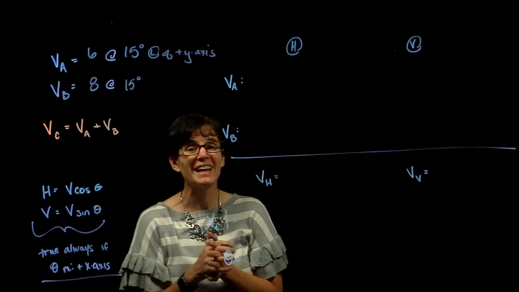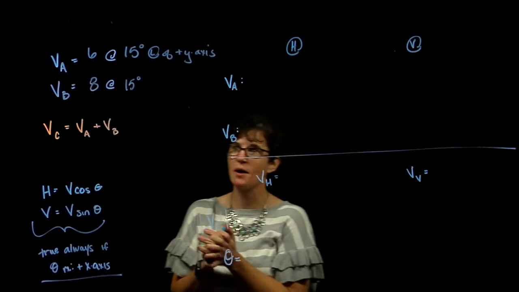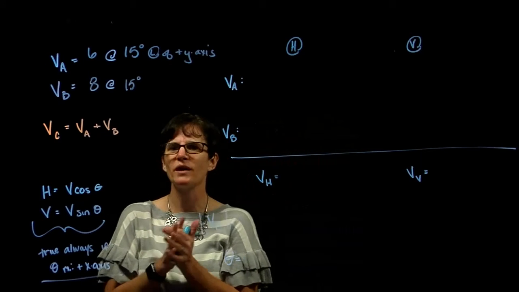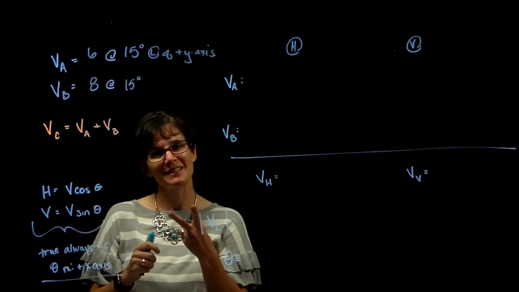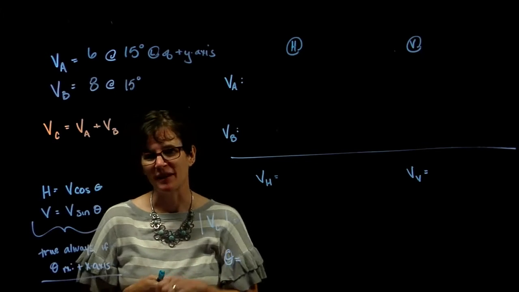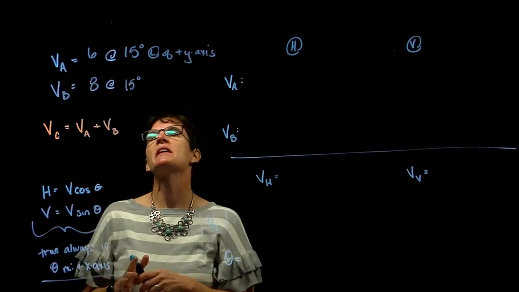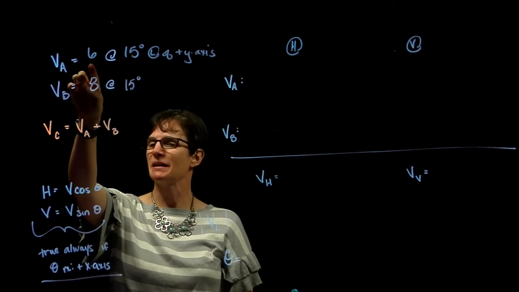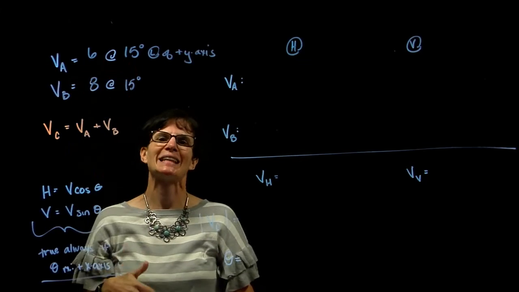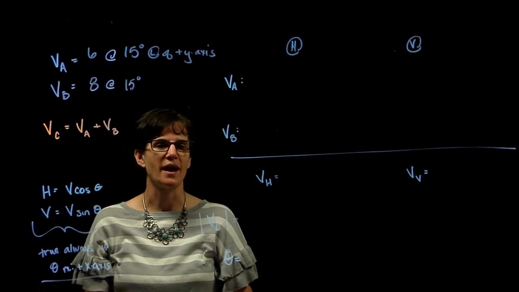Okay, so we're going to look at a vector addition problem mathematically. We're going to find out what our resultant vector C is if I add two vectors together. What's my magnitude and my direction of resultant vector C? The first vector, vector A, is given at 6 magnitude at 15 degrees left of the positive y-axis.